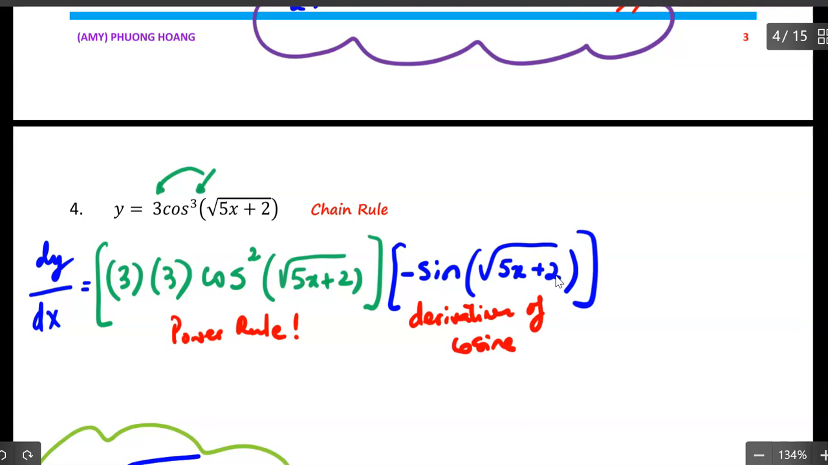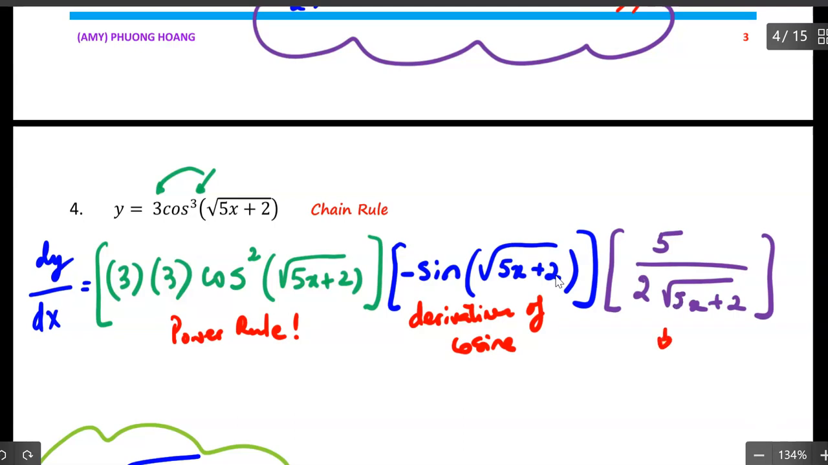Okay, the last thing is times du over dx, which is your derivative of 5x plus 2, 5 over 2 square root of 5x plus 2. So let me rewrite the 5. So now I'm going to note for everyone, this one is the derivative of the argument.